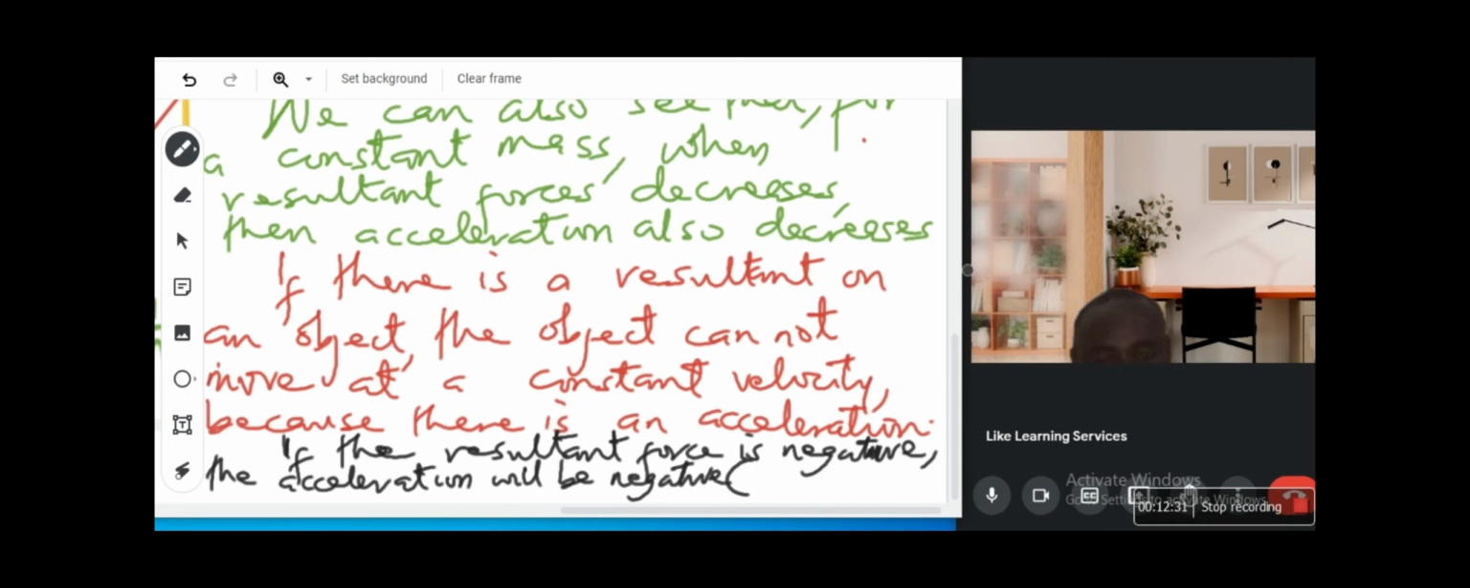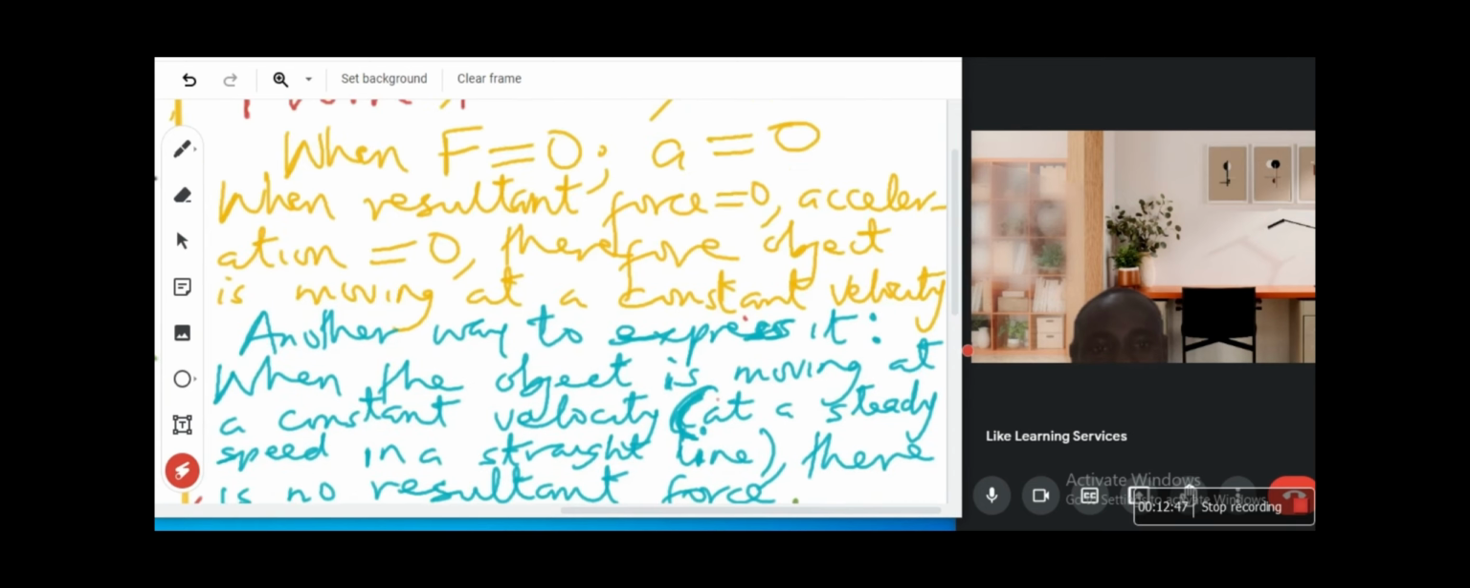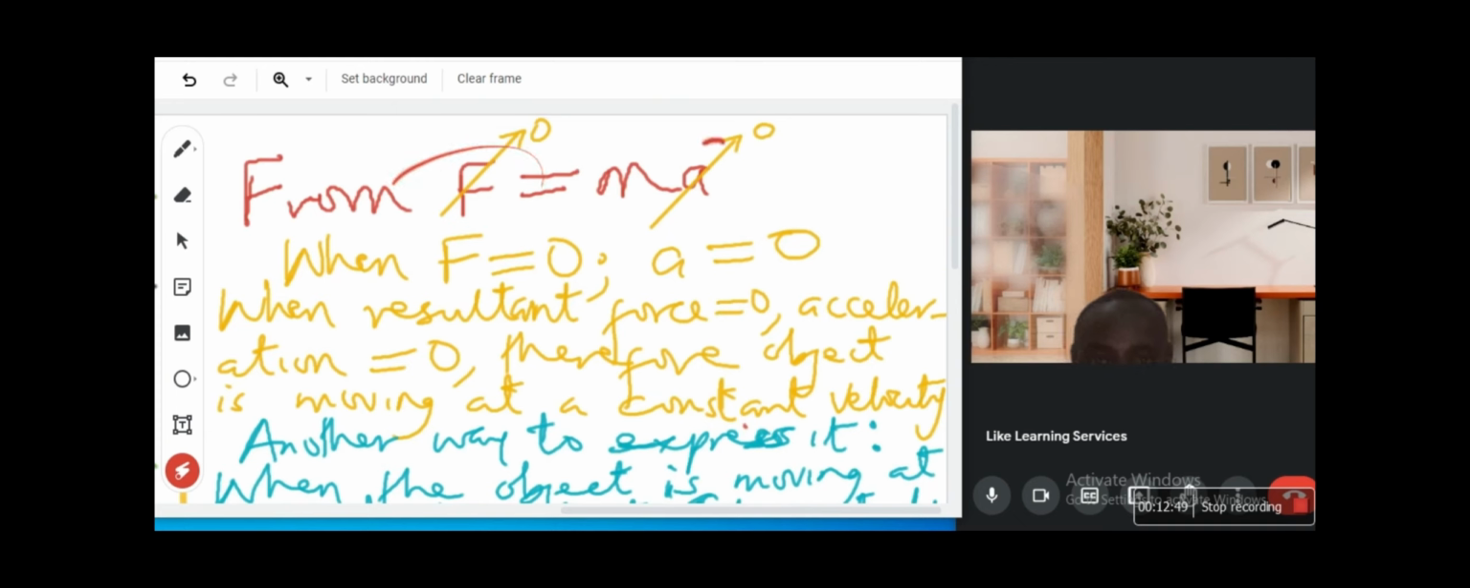Which means deceleration. So when the resultant force is negative, the acceleration must be negative, which means deceleration. Because for this to be negative, that means a has to be negative, because mass cannot be negative. Whatever the mass is, mass is always positive. The mass times minus a will now give you minus F. So when there's a negative resultant force, there's a negative acceleration, which means deceleration.